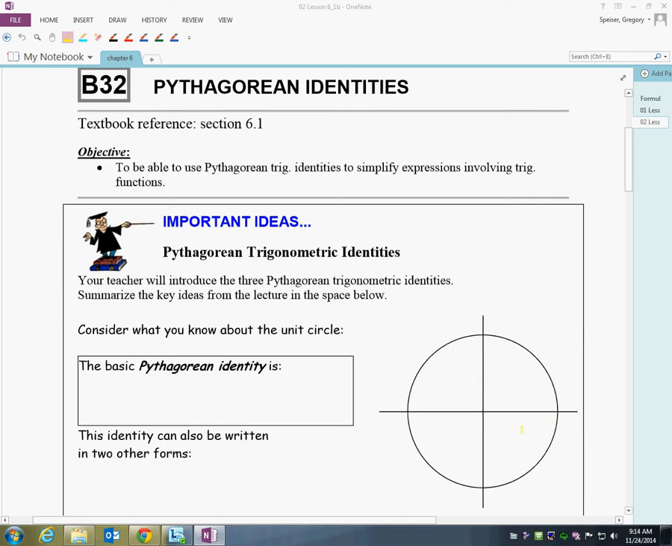Alright, here we are on our second lesson of Chapter 6, and this one is on Pythagorean Identities. So this is still part of 6.1 in your textbook. So identities, again, it's going to be something that is true for every single value of x. And Pythagorean gives you a little bit of a hint because you know about how Pythagoras works for right triangles.